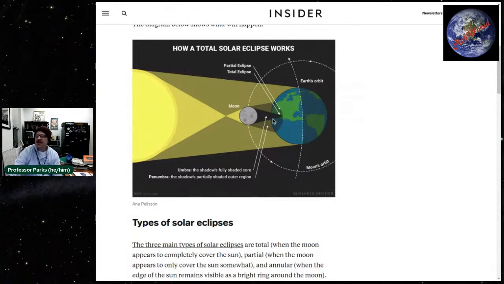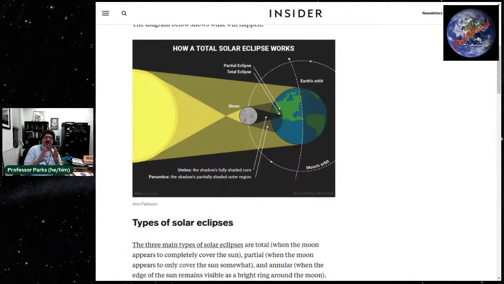Howdy, Norm. So again, we're going to have three types of eclipses. We have a total solar eclipse, a partial solar eclipse, and what we call an annular solar eclipse. Now, there is a significant difference between a lunar eclipse and a solar eclipse outside of the fact that one is the Earth's shadow blocking the moon, and the other is the moon's shadow blocking the sun.